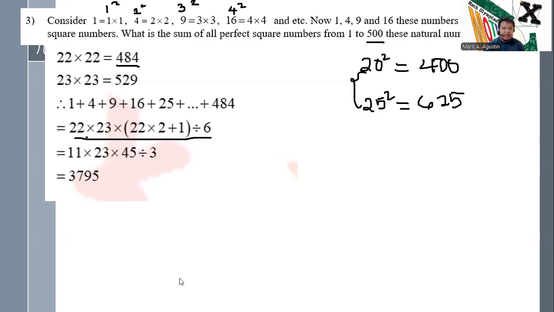Yes, 3795. Let's try to check for that one. Again, you can send your answer as soon as I present the answer. If you have an answer, you can send it. If you're shy to send your answer, you can actually send it in the chat box.